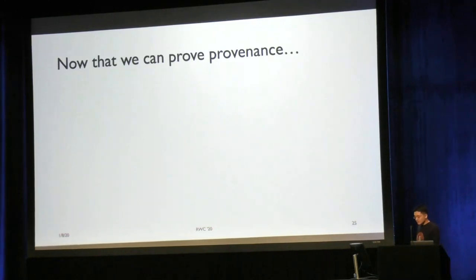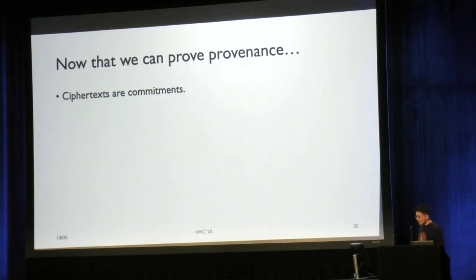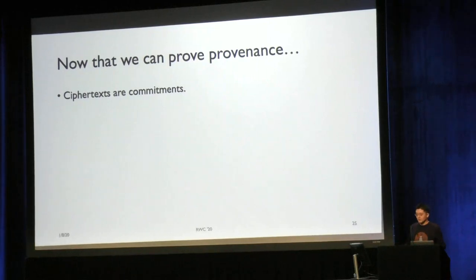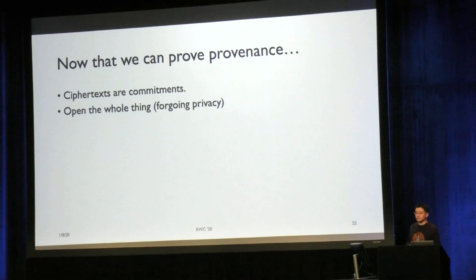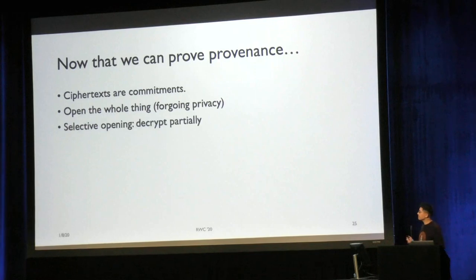Well, the task here is, now that the prover can prove provenance about ciphertext, what this means is we can essentially treat the ciphertext coming from the server as a commitment. Now the prover has multiple options as to what to do with that commitment, right? The simplest thing to do is to just decrypt the whole thing to open the commitment entirely. Although this completely forgoes privacy in the response, this still proves provenance. So it still would be useful for some applications.